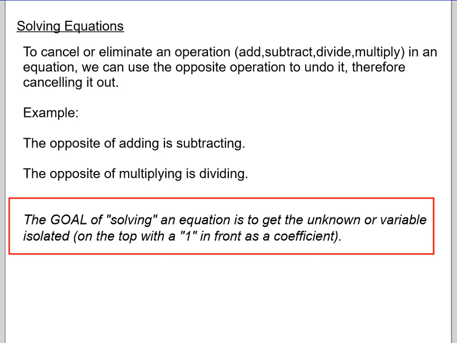Okay, so just a reminder, the goal of solving is we're going to use opposite operations, and we're going to try and isolate. That's the key word. We want to isolate the variable. We want to get a 1 in front, and we want it in the top position. Okay, so don't let the fractions and the other things scare you away today.